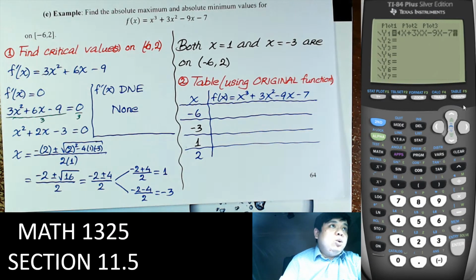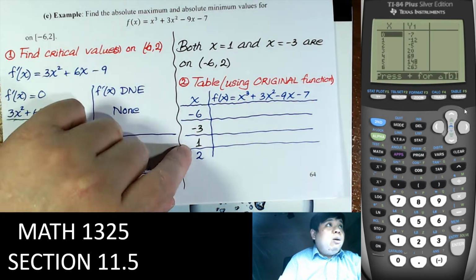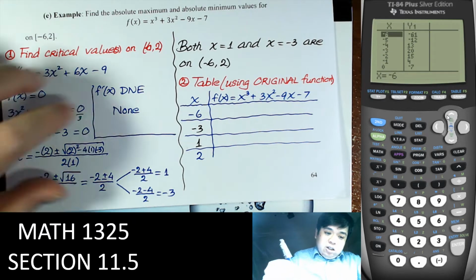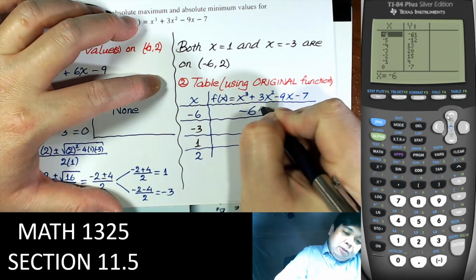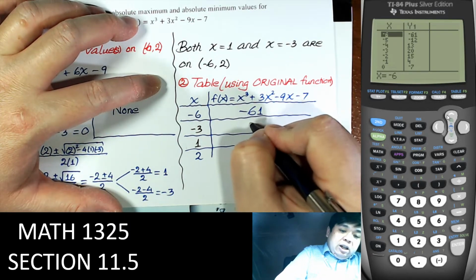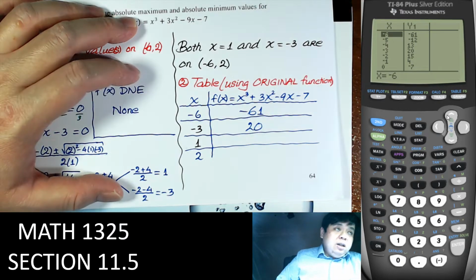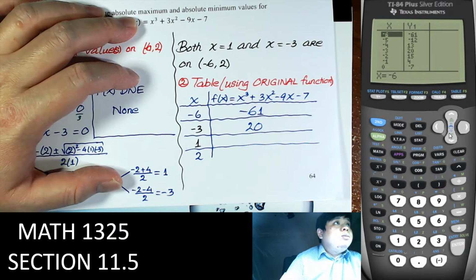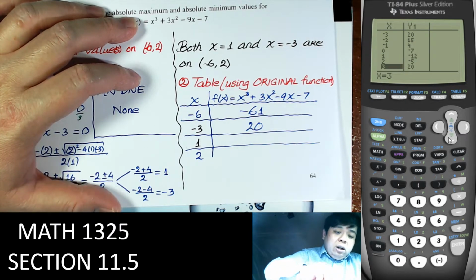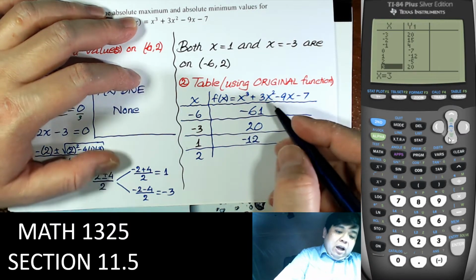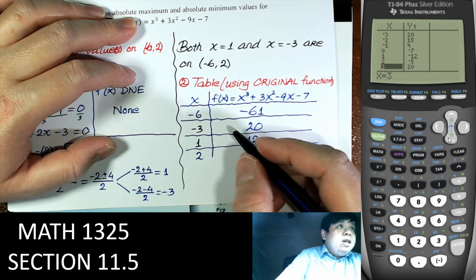Right, and then just go to the table because those are whole numbers. So we just look at -6, that's -61, -3, that's 20, 1 is -12, and 2 is -5.